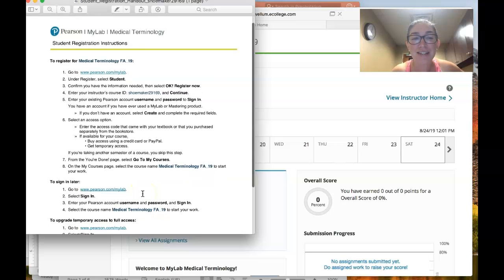Another thing to note is that it will ask you for credit card information to purchase access, or your access code if you have that cardboard insert that has your access code in it.